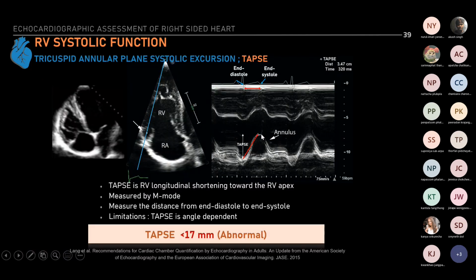So you have to measure from end diastole to end systole. And then you will get the distance from this point to peak systole. So this line indicates TAPSE. The limitation of this measurement is that it is angle dependent. And TAPSE is just RV longitudinal function and cannot represent RV global function. So RV longitudinal function is abnormal when TAPSE is less than 17 millimeters.